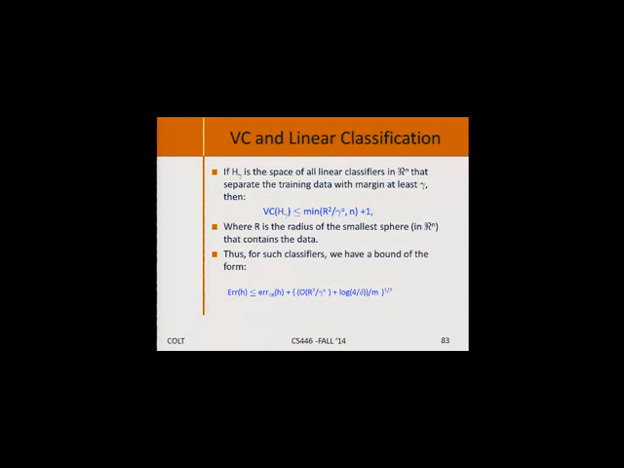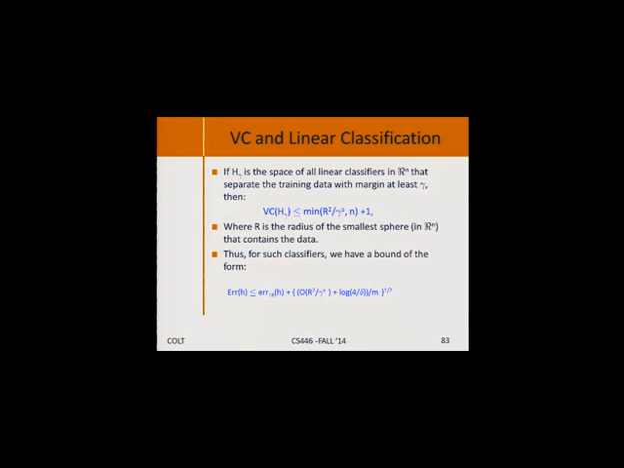So the combinatorial parameter that we defined last time, which we call VC dimension, applies here too, right? So basically all we said is that for every set of functions, there exists a number that we call the VC dimension of this set of functions.